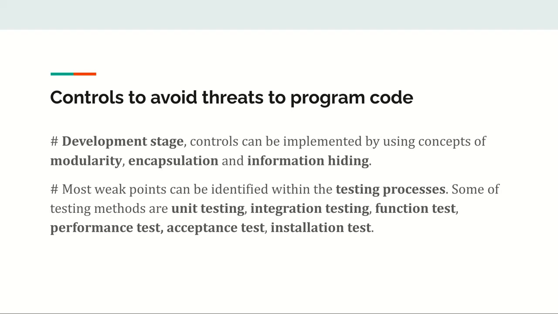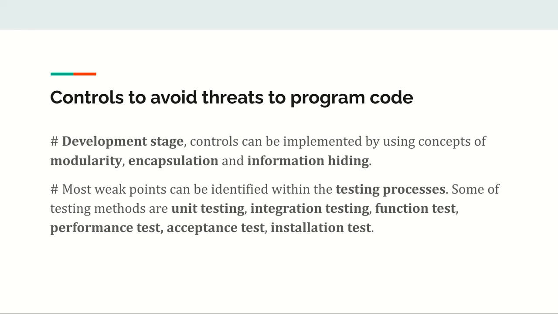Controls to avoid threats to the program code. In the development stage, controls can be implemented by using the concepts of modularity, encapsulation and information hiding. Modularity is when the whole program is divided into smaller parts which can be handled by each person.